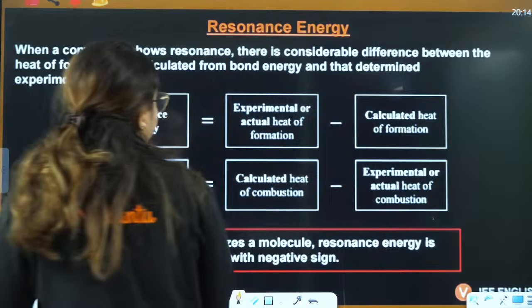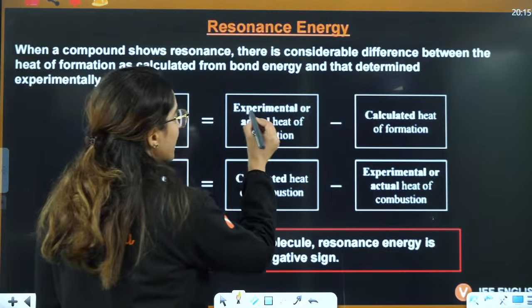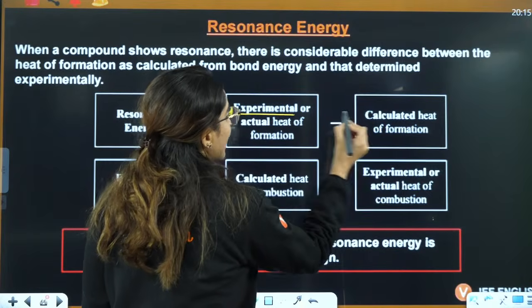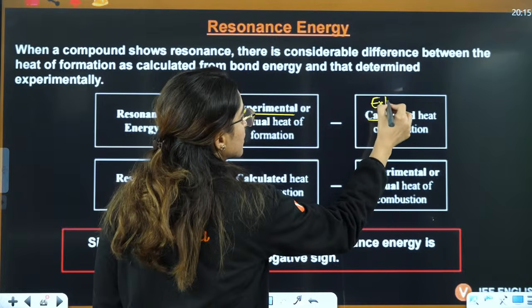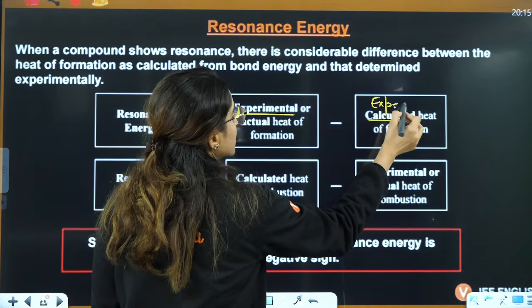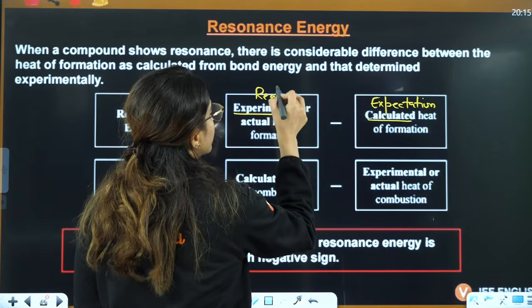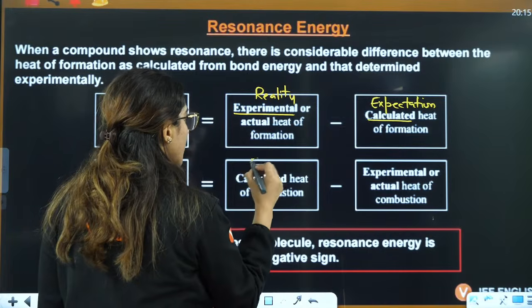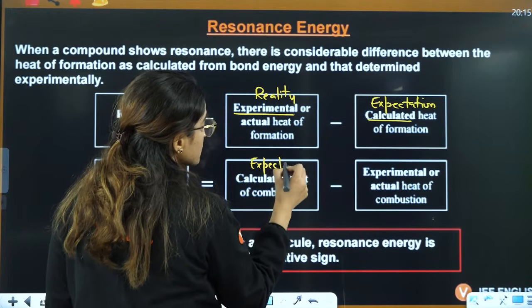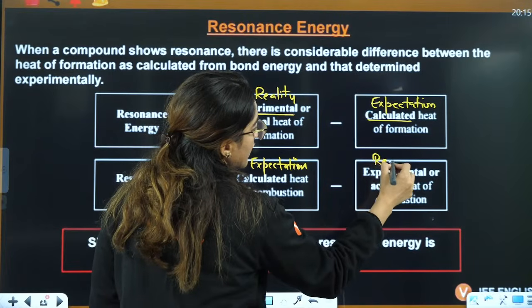Okay. And in case of heat of formation, it's experimental minus calculated. What is in the theory? This is expectation. Expectation versus reality is different. This is reality minus expectation, and this is expectation, that is what you calculate in the theory. Expectation, and this is reality.